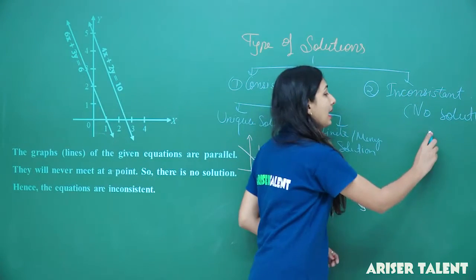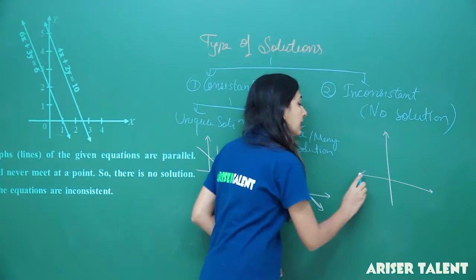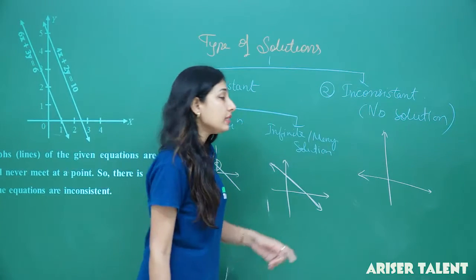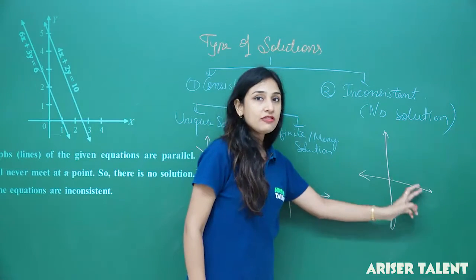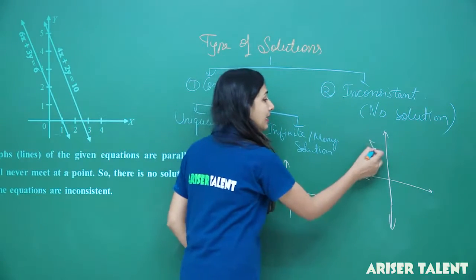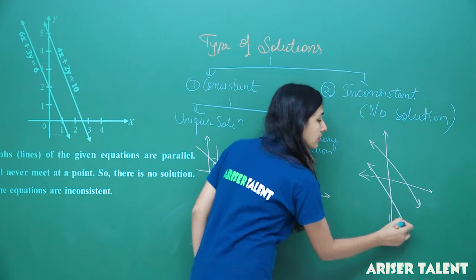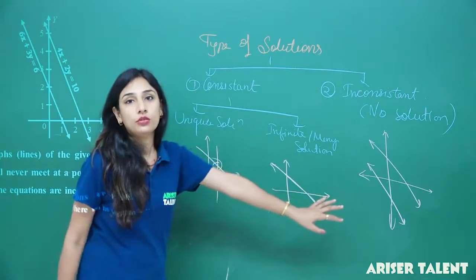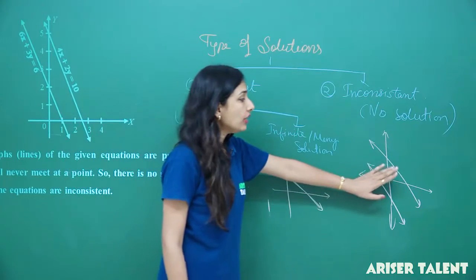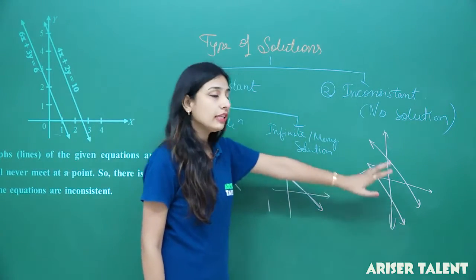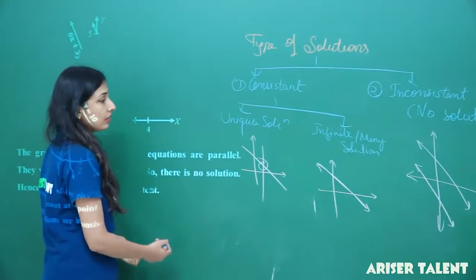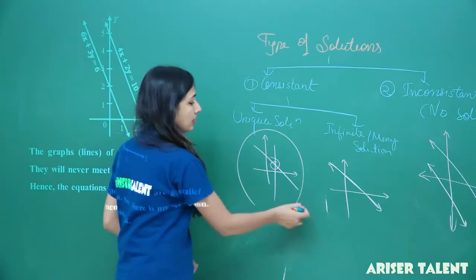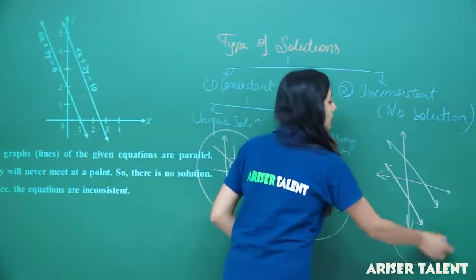If you are having parallel lines, now students understand this, it is not compulsory that the lines will be here only, the lines can be like this also, but they should be parallel to each other. So if the lines are parallel to each other, they will have no solution. And here are the three graphs: this is 1, this is 2 and this is 3.